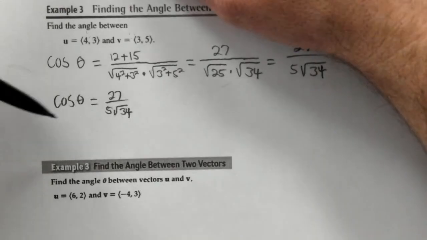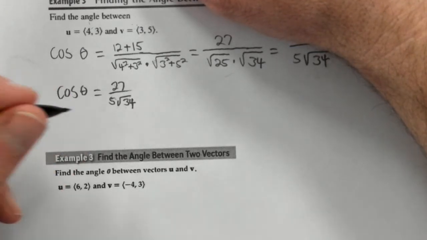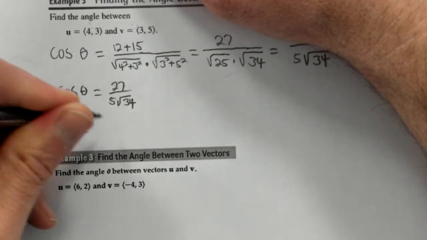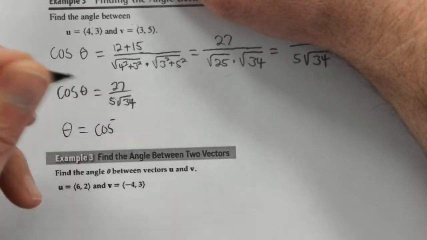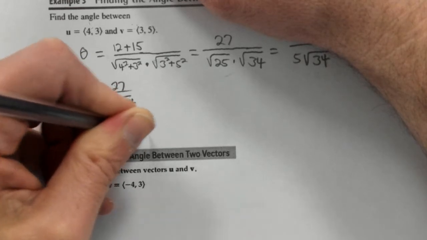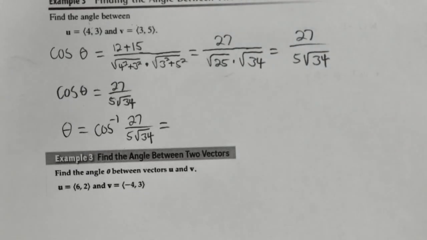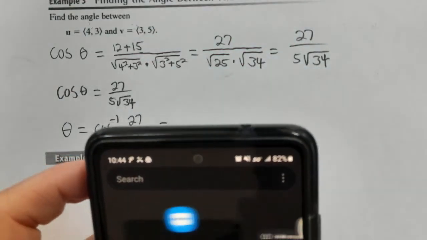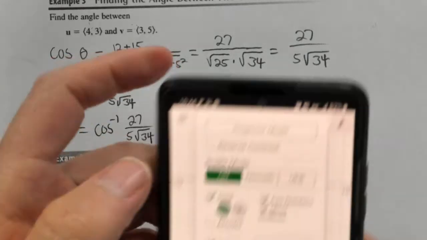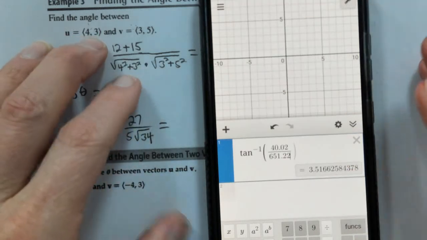So right here, without having to take that extra step, I'm just going to take the inverse cosine of both sides, and let's get the angle. So that's going to be the inverse cosine of 27 over 5 square roots of 34. And let's let the calculator finish that out for us. We're in degrees still, so we'll want to double check and make sure that we are still in degrees. Okay, and we are.